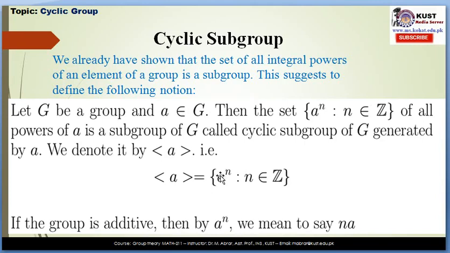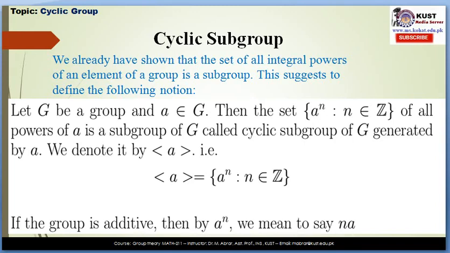And by a^n it means that we have to apply the operation of the group n times. In case the operation is addition, then we write this notation, that is na, that is n times this a.